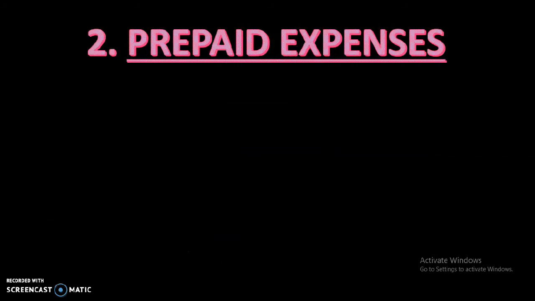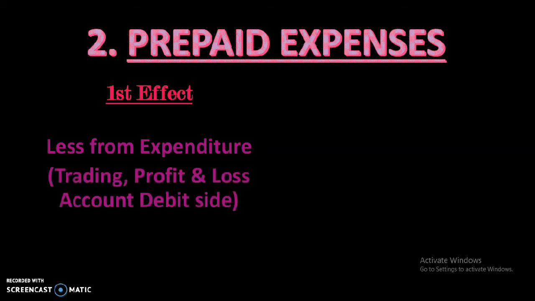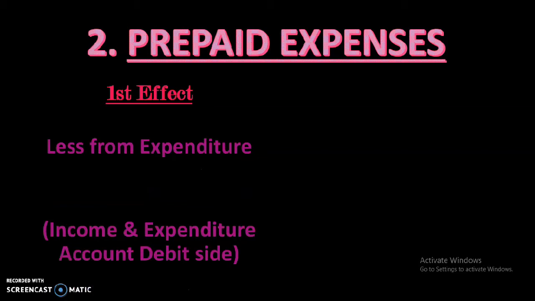The next adjustment, prepaid expenses. Prepaid, we minus. So the first effect, we minus from the expenses, less from expenditure. In partnership final accounts, we minus from expenses either to the debit side of trading account or profit and loss account. However, here we will minus from the expenditure in the income and expenditure account on the debit side. The next effect for this will be the same, we write it to the assets. So the two effects, less from expenditure and to the asset side.